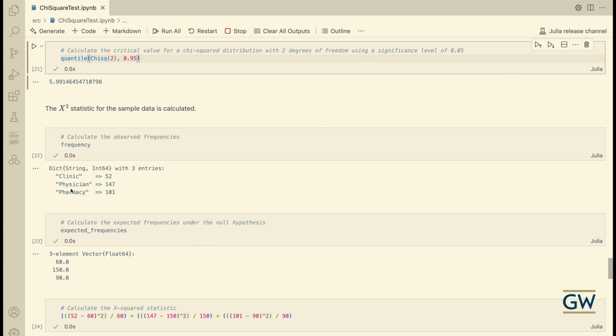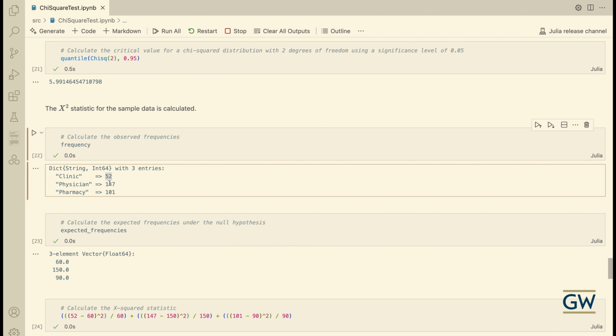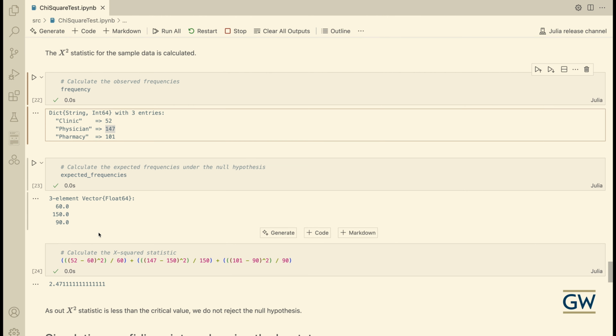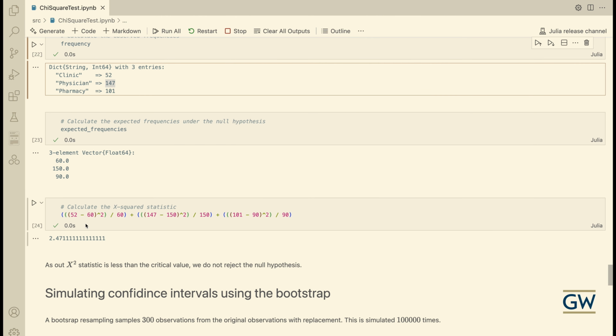So let's calculate the x squared statistic for our data. Remember, when we did that simulation the first time, we had 52 people getting the vaccinations at a clinic, 147 at a physician, and 101 at a pharmacy. So there are my expected values. Remember, those would be 60, 150, 90 under the null hypothesis. And there I do my x squared statistic: 52 minus 60 squared over 60, plus 147 minus 150 squared over 150, plus 101 minus 90 squared over 90. So observed minus expected squared, divided by expected. And my x squared statistic is 2.47.